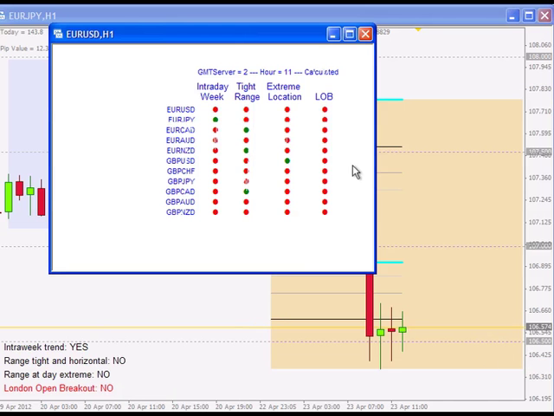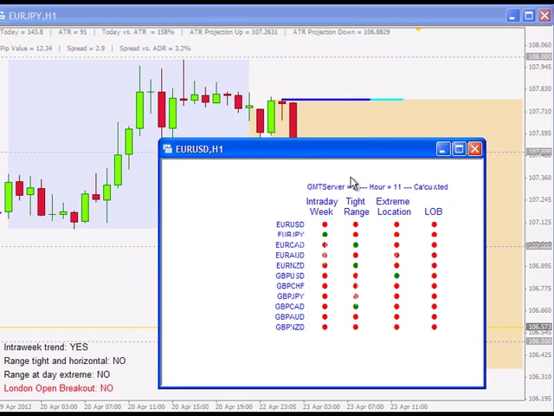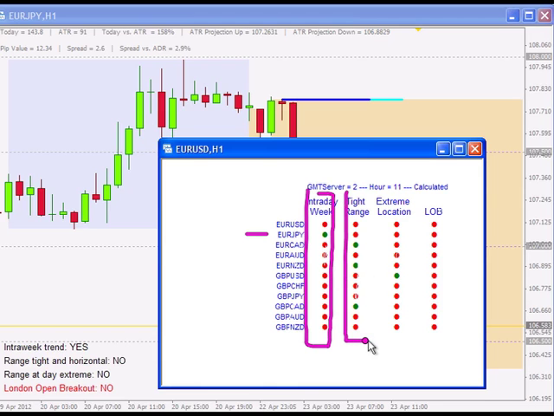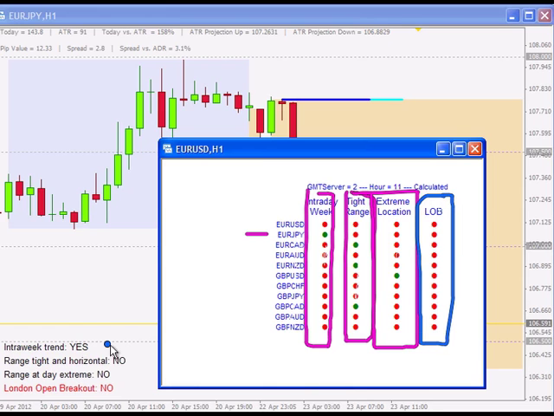So the information you get on the scanner is exactly the same as what you get on the individual indicator. For example, if we were looking before into the euro against the Japanese yen, the euro against the Japanese yen is right here. We have 3 columns. Each column represents the 3 pre-entry requirements, and 1 final column for the London Open breakout strategy as a whole, just as we have 4 different lines here. So, is there any intra-week trend on the euro against the Japanese yen? Yes, there is. We have a green dot there.